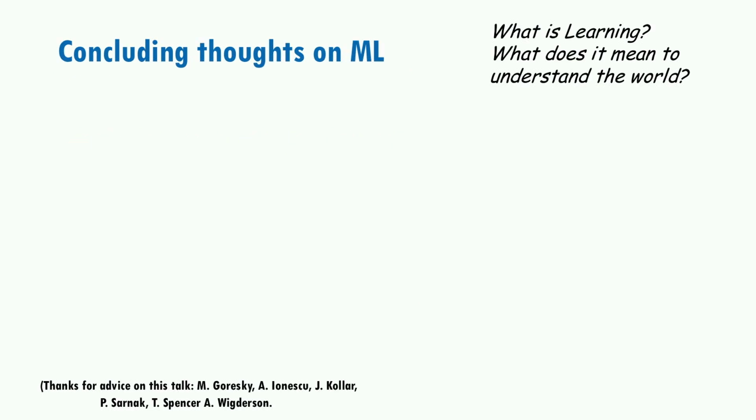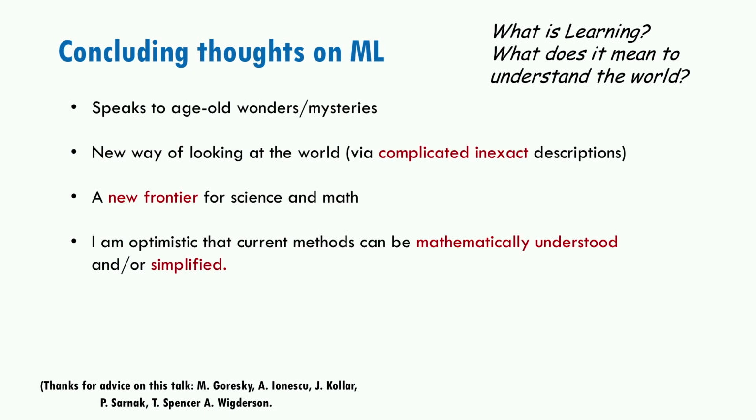So concluding thoughts on ML, it starts with these very simple, naive-sounding questions. And it speaks to age-old mysteries. And it's a new way of looking at the world. It's different from classical physics, classical anything, I think. It's working with very complicated and inexact descriptions. And therefore, it's a new frontier for math, science, computer science. And I'm optimistic that current methods, which have been practically successful, can be mathematically understood or simplified. So thank you very much.